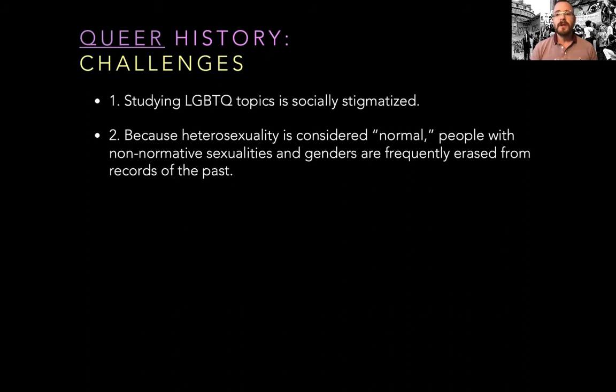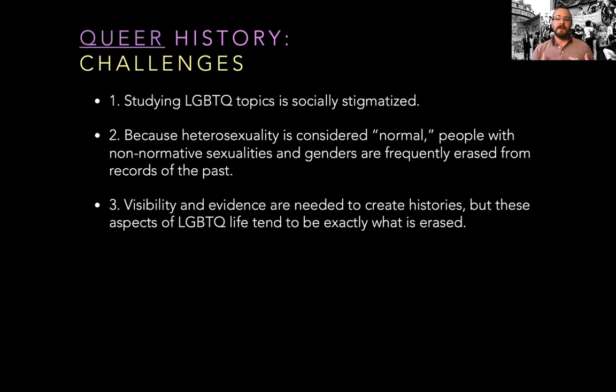There's also the issue of where do you go to find stuff about queer people in the past? Because heterosexuality is normalized in our society, people with non-normative sexualities and genders are frequently erased. So not only does stuff go missing, but stuff is actually actively deleted or destroyed. So a lot of records of that queer past are missing because of this stigma.